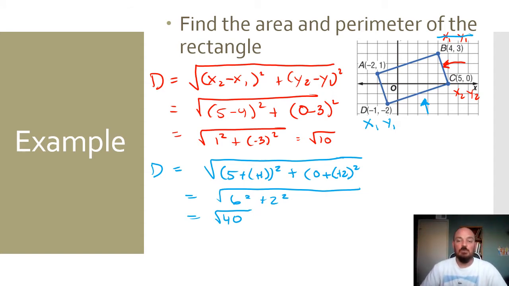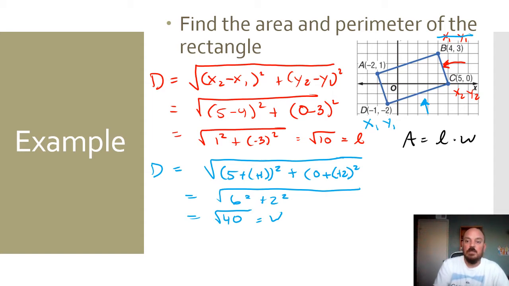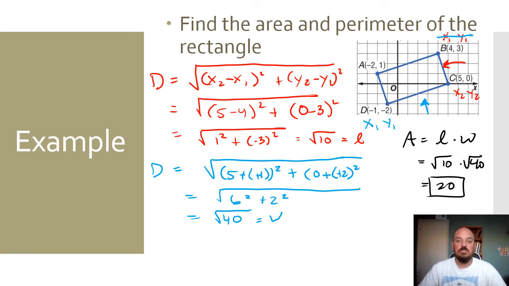I'm going to leave it for now, because what I actually found is my L and my W. Remember, we call the two sides of our rectangle L and W, and it doesn't matter which one is which. So let's say that my square root of 10 is L, and my square root of 40 is W. Now the hard part is done. This is the easy part. Area equals length times width. That's the square root of 10 times the square root of 40. That comes up to 20. So the area for this one is 20.